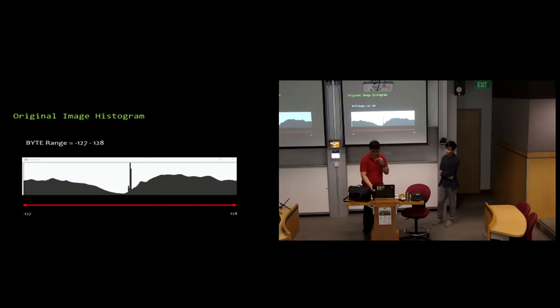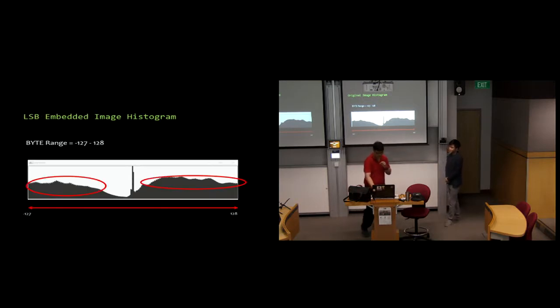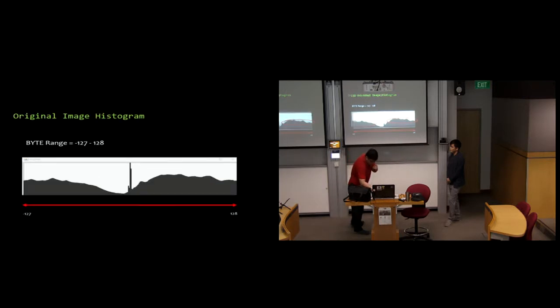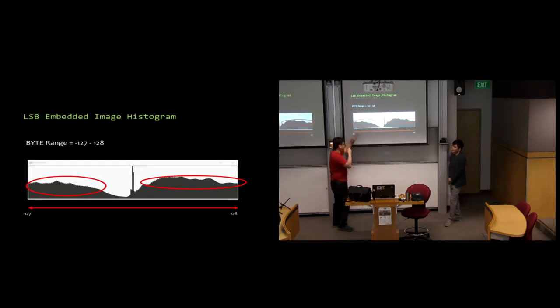So this is, for example, the original image histogram when there's no bytes being hidden inside. So the range is between -127 to 128. And this is the example where you use the traditional method to hide. So you can see that the edges of the original image are all smoothed out versus the image that is jagged all over the area. So this means that there's something being hidden.